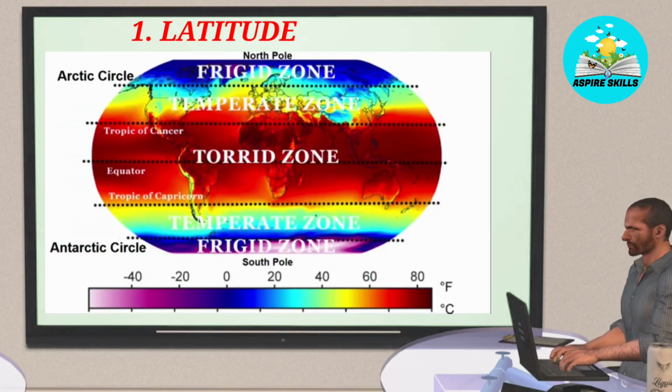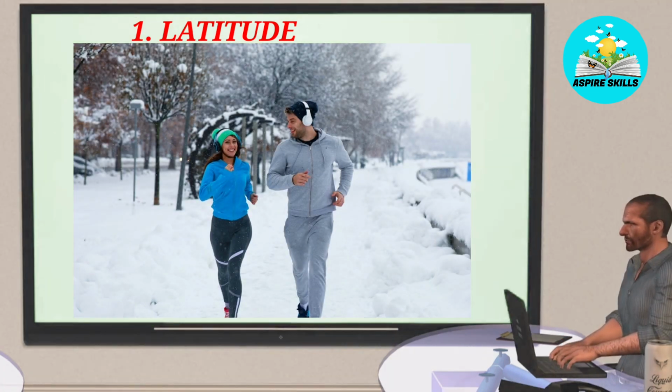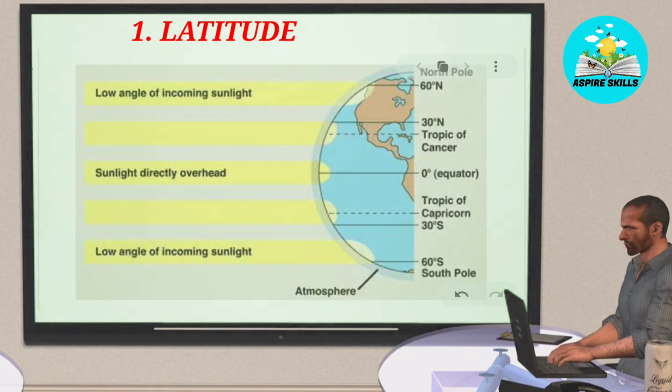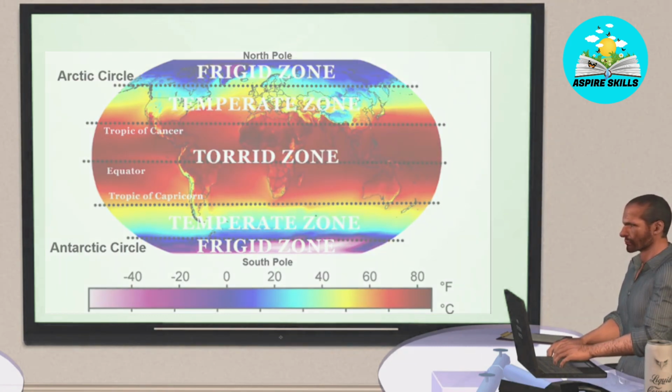As we go on further away, we have the frigid zone. It's cold in this region. This area is between the Arctic Circle and the North Pole in the northern hemisphere. And in the southern hemisphere, it is located between the Antarctic Circle and the South Pole. So these are all the latitudinal changes that affect the climate of a place.